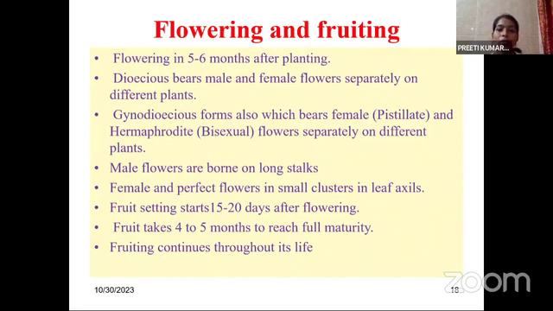Gynodioecious forms also bear female pistillate and hermaphrodite bisexual flowers separately on different plants. Male flowers are borne on long stalks and female imperfect flowers in small clusters in the leaf axil. Fruit setting starts 15 to 20 days after flowering. Fruit takes 4 to 5 months to reach full maturity, and fruiting continues throughout its life, till the plant dies.